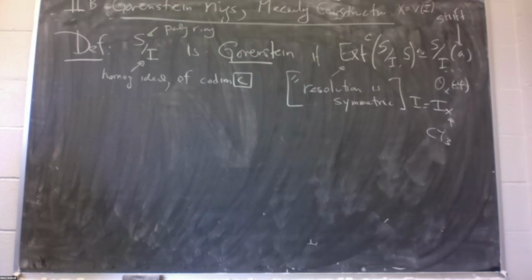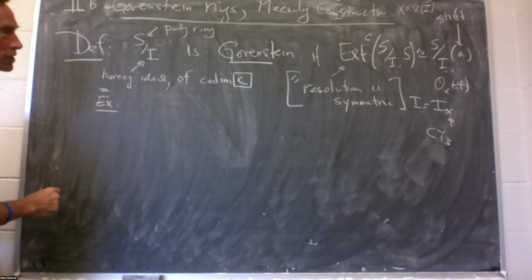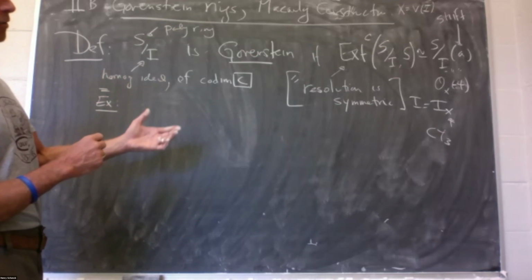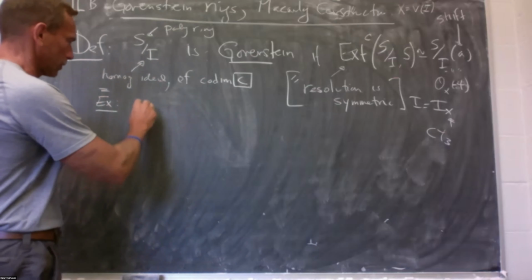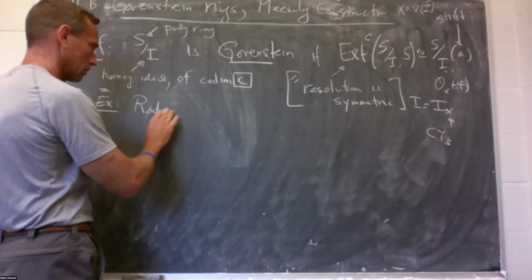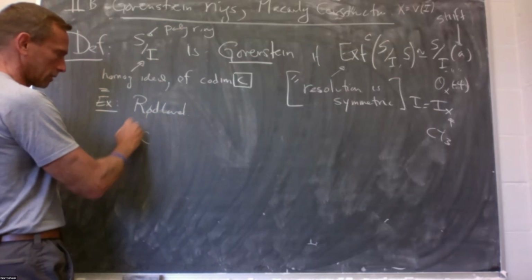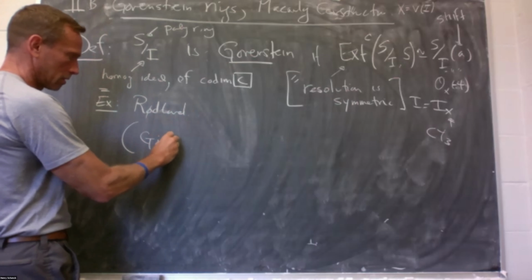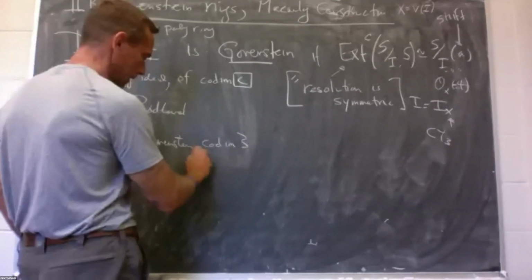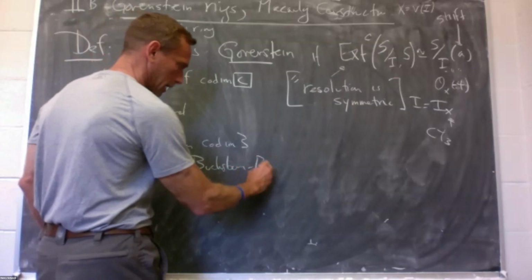So, what, you say? So, example. We've already talked about complete intersections. This is the first example of a Calabi-Yau threefold that's Gorenstein but not a complete intersection, which was due to Rødland. And more generally, it turns out that Gorenstein codimension 3 is completely classified by a theorem of Buchsbaum-Eisenbud.